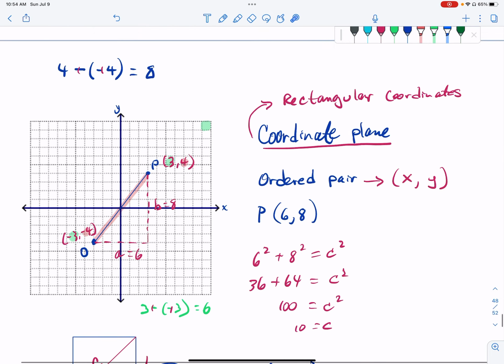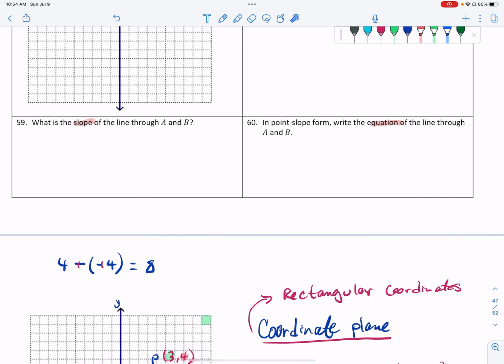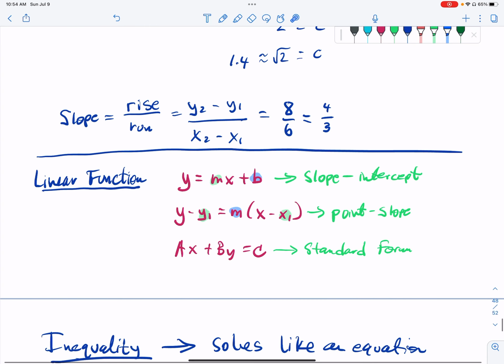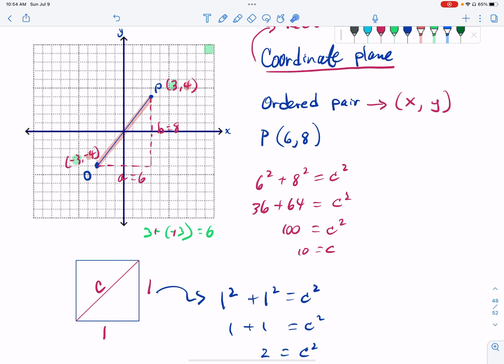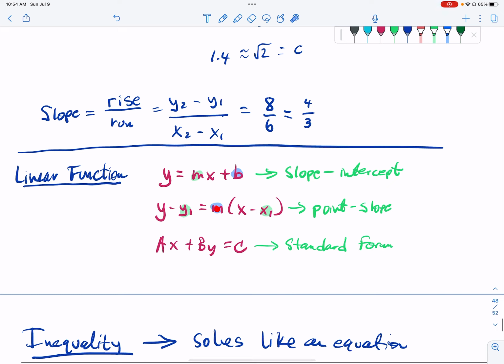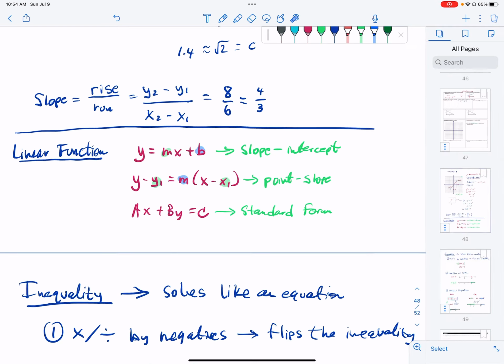Okay, now if we look back at the question, it says in point slope form, so we want to use this one, which is really easy to do. So if we're using this OP as our example, I already have the slope calculated. It's right here, it's 4/3. All I need to do is just choose one of my 2 points to put into the formula. Pay attention to the fact that the formula already has minuses in it. So if you use a set of coordinates that have negatives, then those negatives are going to cancel out and make a positive.